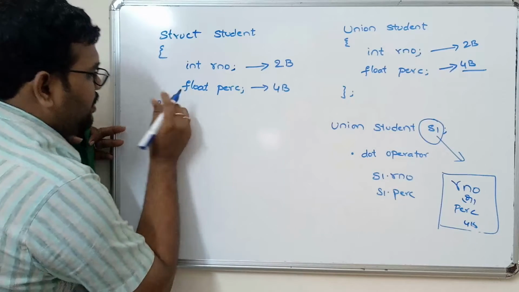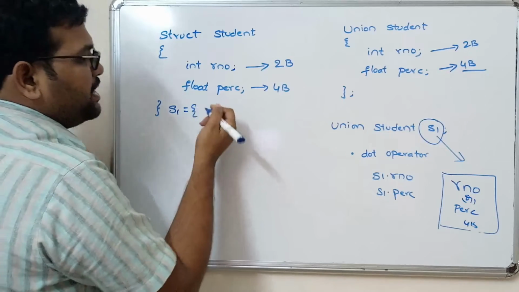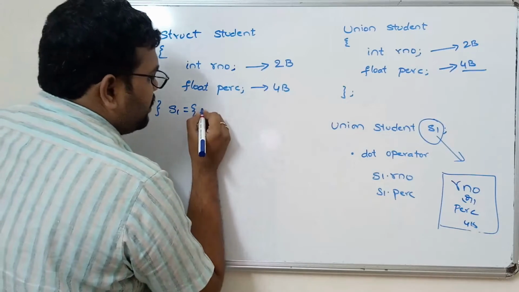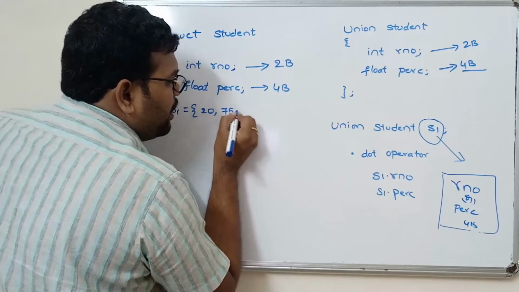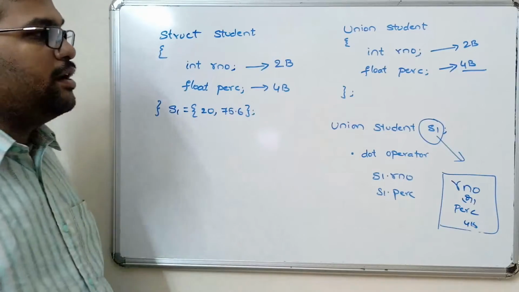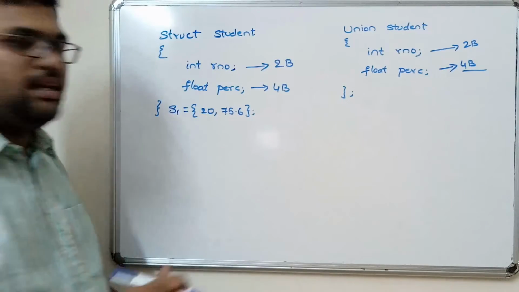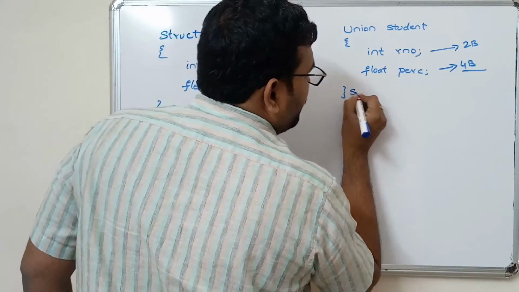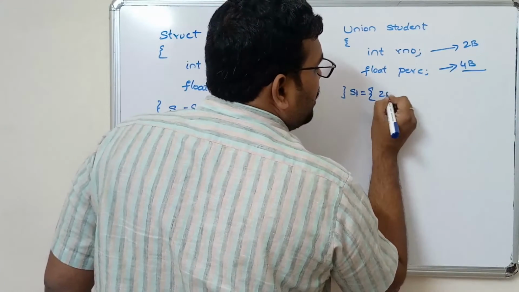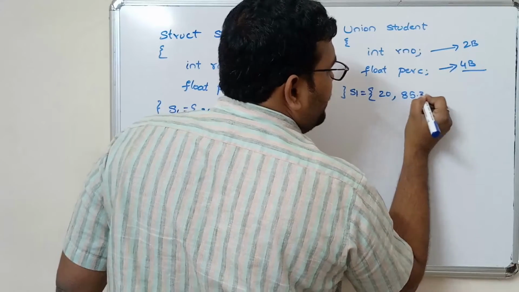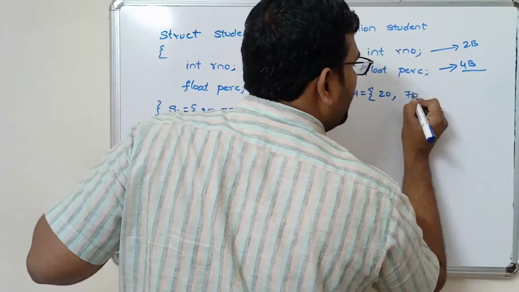So let us write here. S1 is equal to, open the braces, I am writing the direct initialization here. For the roll number it is 20, comma, percentage 75.6. Let us take this one. And here also, instead of taking the runtime initialization, let us take S1 is equal to the same. Let us write 20, comma, 75.6.